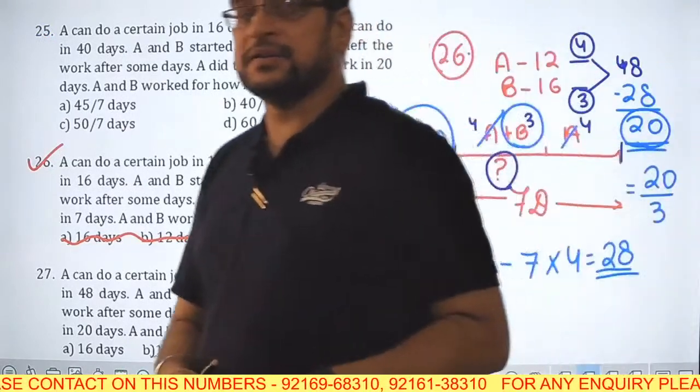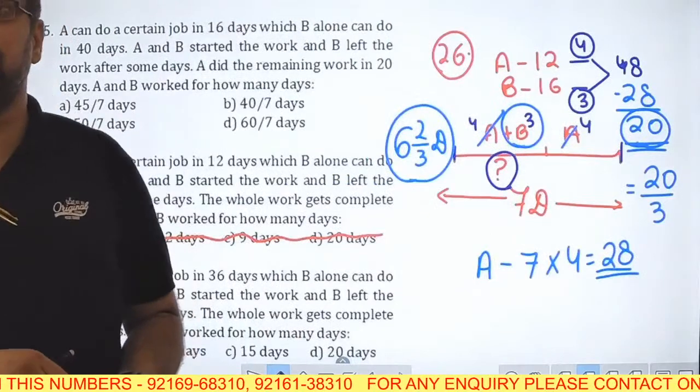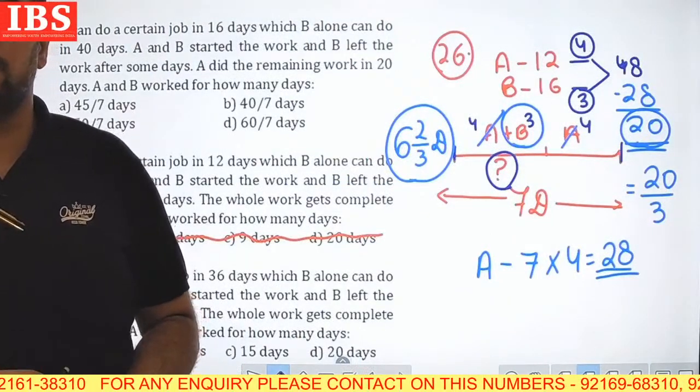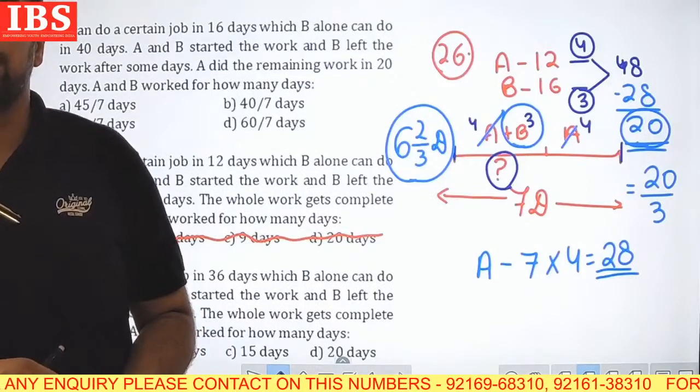Pia says 2 by 3. Very correct, Pia. Very good. Right answer is, bache, 2 by 3 is the right answer. Okay. So tell me in the comments if this is clear or not.